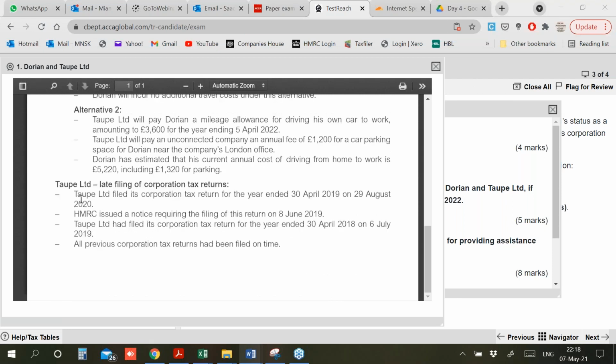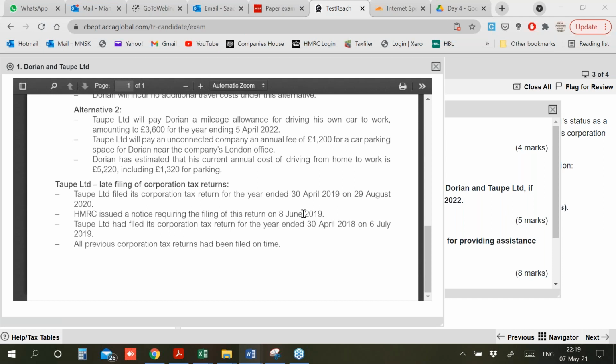Now, lastly, about the late returns. T filed the corporation tax returns for the year ended 30th April 2019 on 29 August 2020. So guys, they filed this tax return after 1 year of the date. For 30th April 2019, they must have submitted by 30th April 2020 and they have submitted after that.